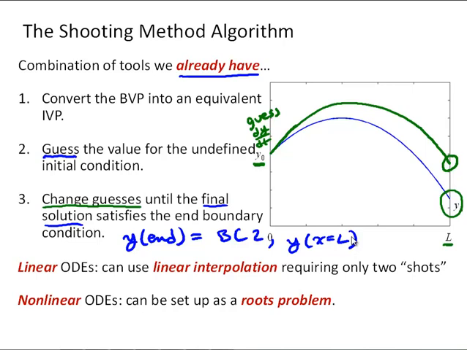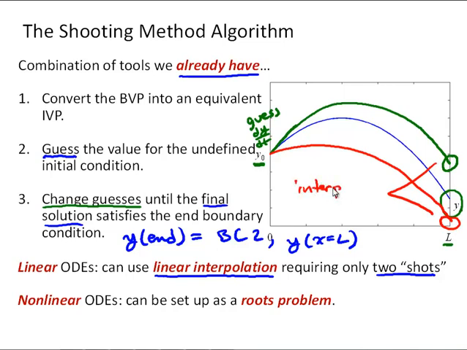If it's a linear differential equation, we can actually use a linear interpolation after we've done only two shots. So we can do one shot, then do a second shot with a different guess here and interpolate between our two shots for the correct guess. In other words, the guess that will aim our shot just right so that we land at that target boundary condition.